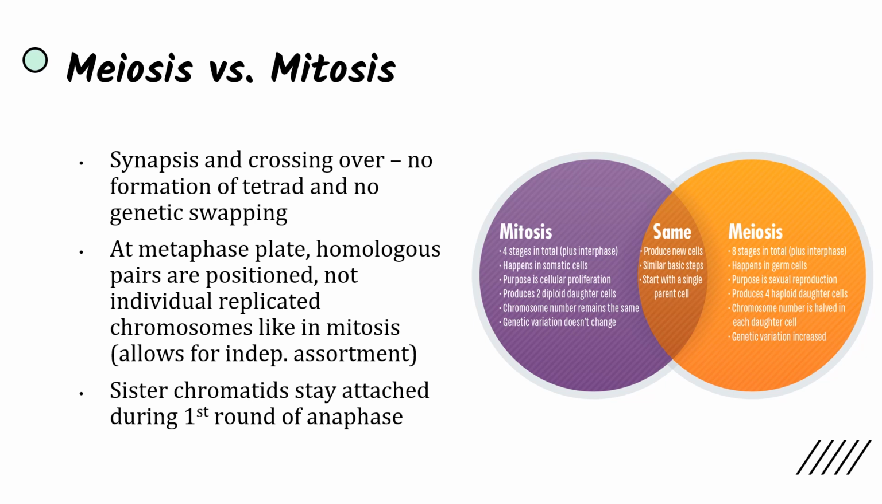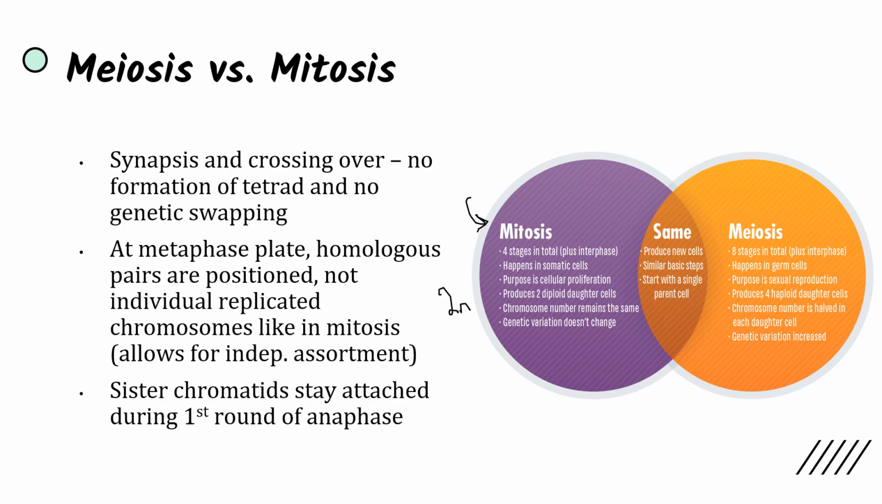So here, mitosis is going to have 4 stages. PMAT plus interphase is going to happen in somatic or body cells. The purpose is just to create more cells for growth, for tissue repair, for asexual reproduction, and we're getting 2 diploid daughter cells. Chromosome number is going to remain the same, and genetic variation doesn't change.